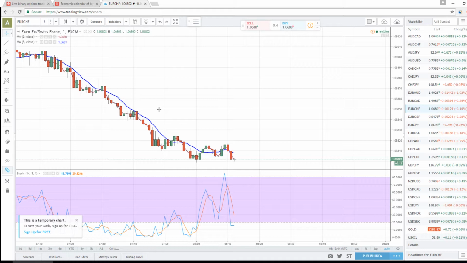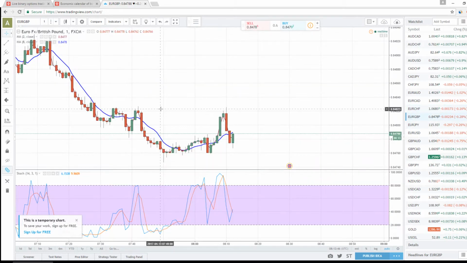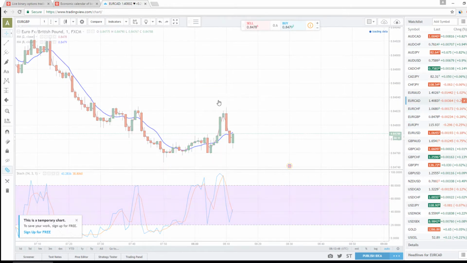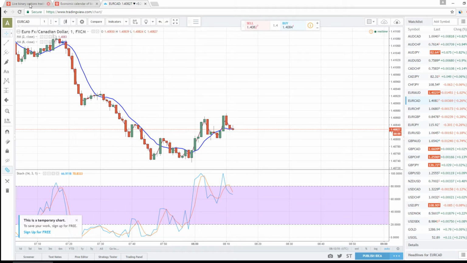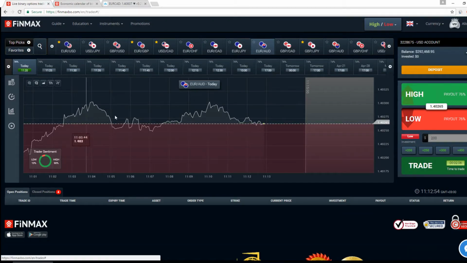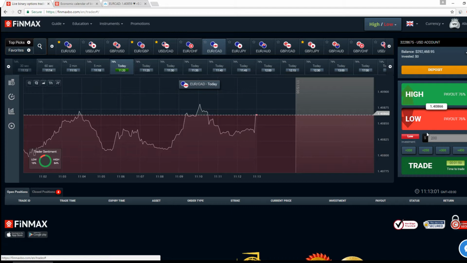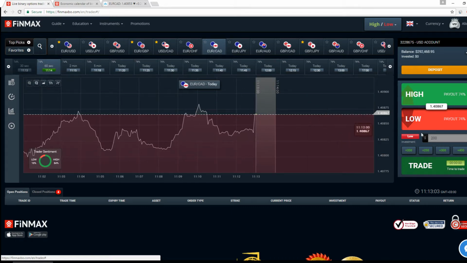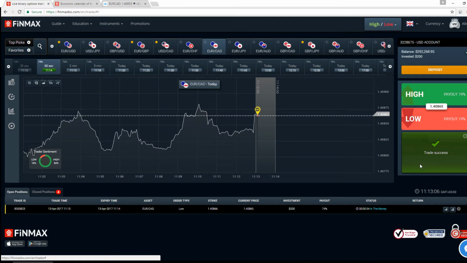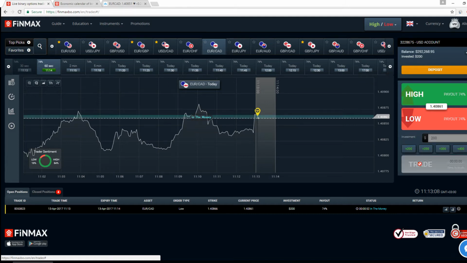Euro to Swiss franc, I believe it's a bit late. Let's see Euro to Canadian. Well, also interesting. Let's see if we have the expiry time. Euro to Canadian dollar, I'm considering opening the trade for 1 minute for low. Okay, it's available, so that's nice. And cross out the trade that we had on Australian dollar to Swiss franc.